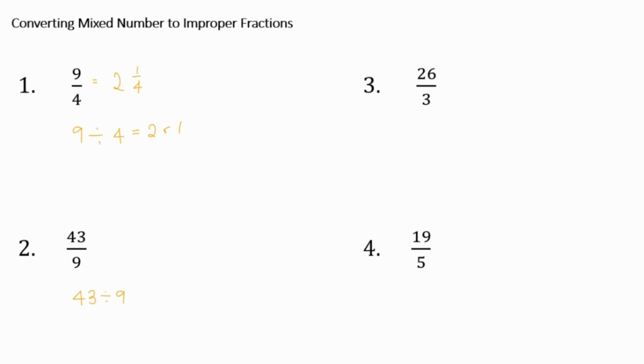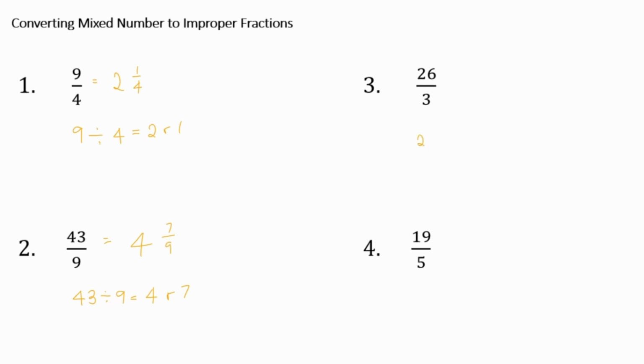For number 2, we do 43 divided by 9. So we're looking at the 9 times table to see how many whole 9s we have in 43. 9, 18, 27, 36, and that is 4 whole 9s. From 36 to get to 43, we have a 7 as a remainder. So to write this as a mixed fraction, we are going to say 4 and 7 over 9.